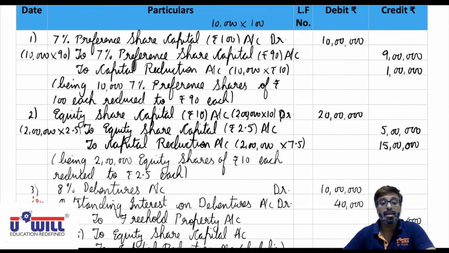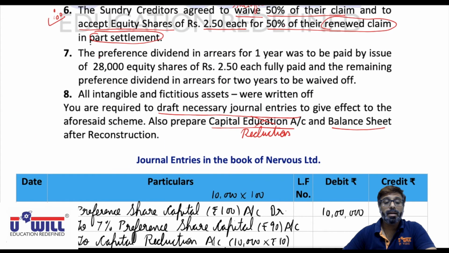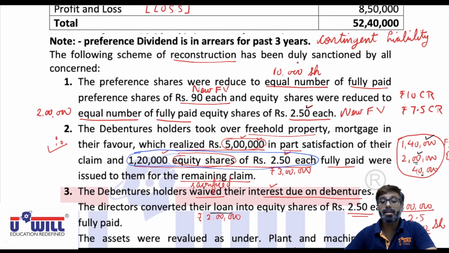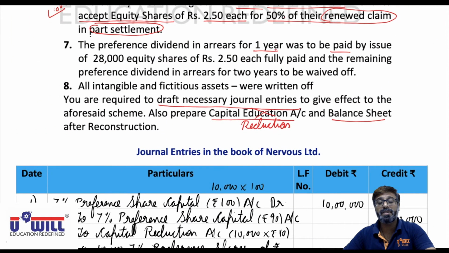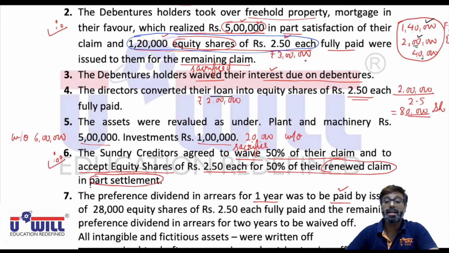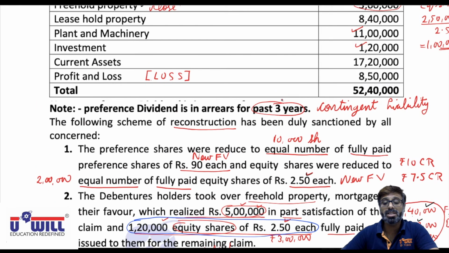Next, the preference dividend in arrears for 1 year was to be paid. Preference dividend is in arrears for 3 years, but only 1 year is paid. So if you remember, we have discussed it earlier also. Whatever preference dividend is paid, entry will be passed only for that. And whatever is sacrificed, 2 years, no entry for that. So 1 year is paid, for that the entry will come.